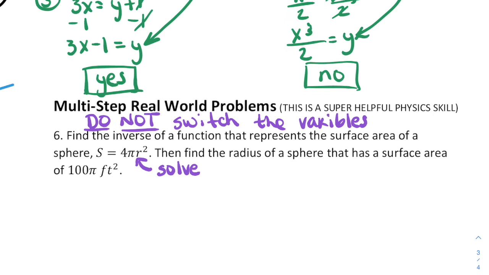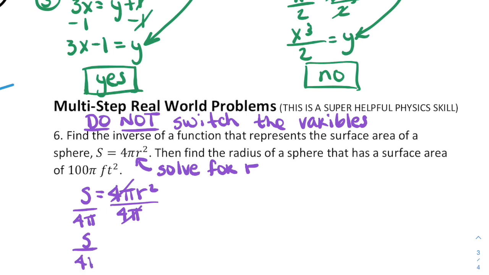Why do we want to solve for r? Because we want to find out what r is when we have an s value, a surface area of 100 pi feet squared. So let's go ahead and take a look at that. We're going to start with our original function, and we're just going to do our steps to solve for r. So I want to get rid of that 4 and that pi to start. And that'll give me s over 4 pi is equal to r squared.